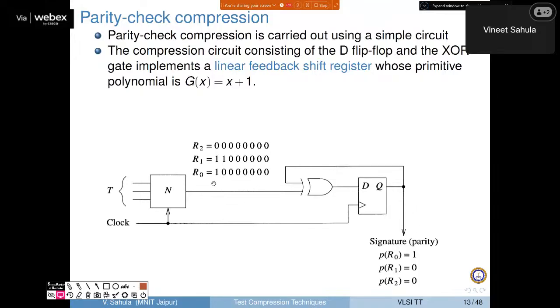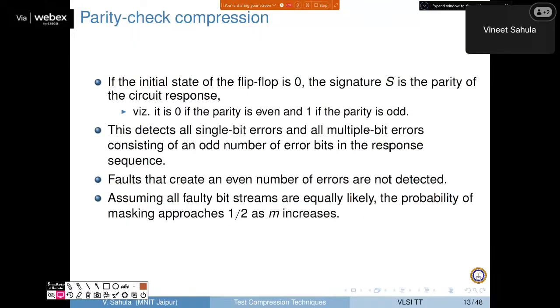Sum will be 1 if an odd number of ones are there in the sequence, and sum will be 0 if you have an even number of ones here, right? Very simple circuit. And this will compress your faulty or fault-free circuits into two parity values only, 0 or 1. So aliasing probability is almost 50% or more than that. But this is one of the ways.